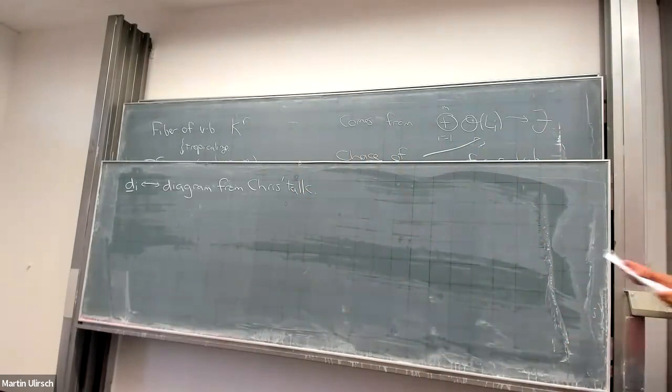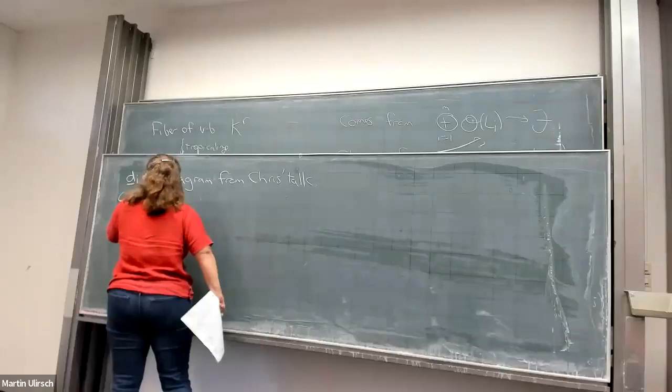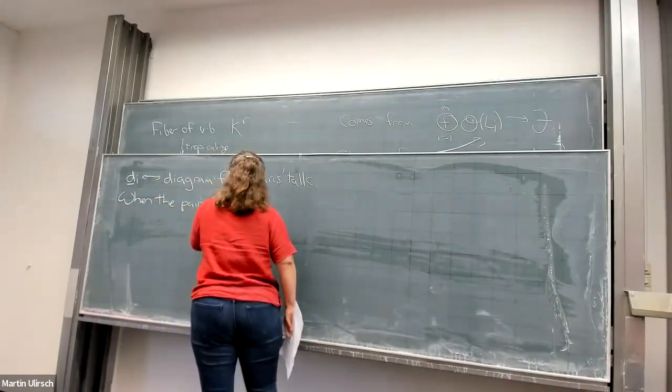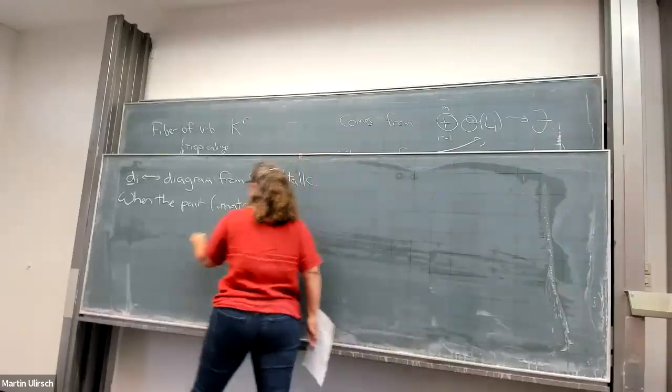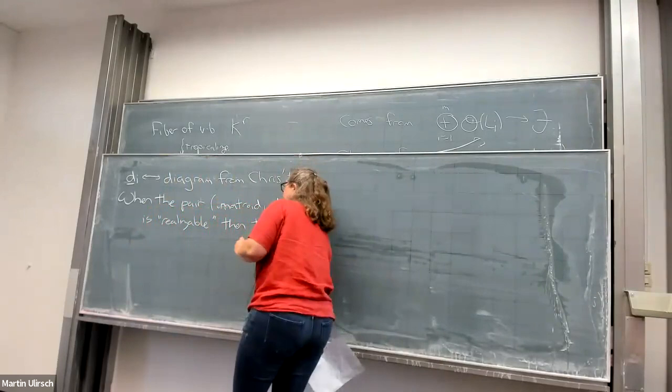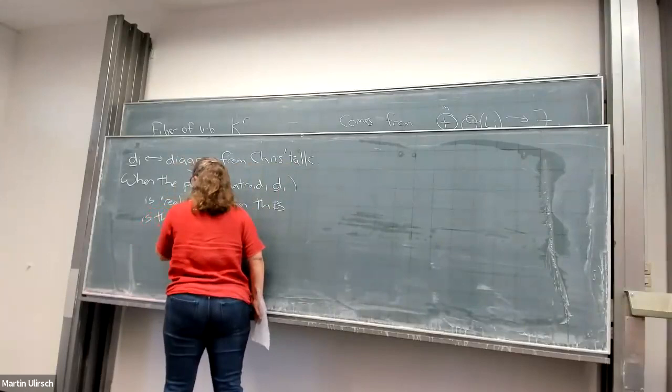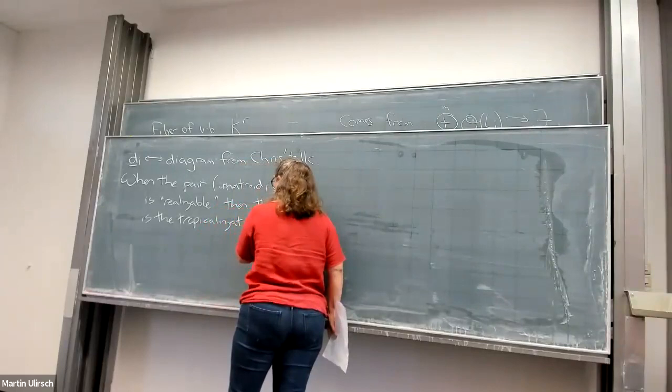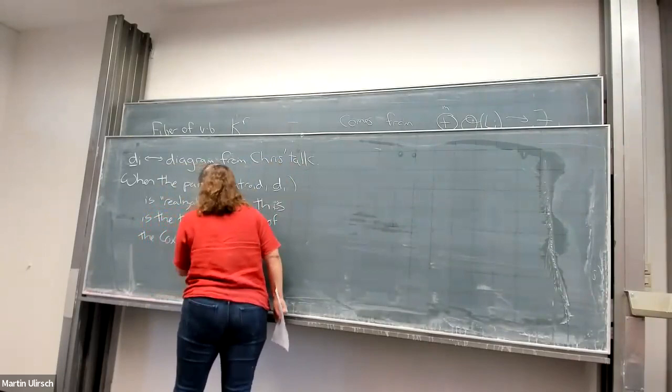And when the pair, so the matroid Di is, I'll put "realizable" in quotes because I won't quite define that for you, it's then the tropicalization of the Cox module of a toric vector bundle.